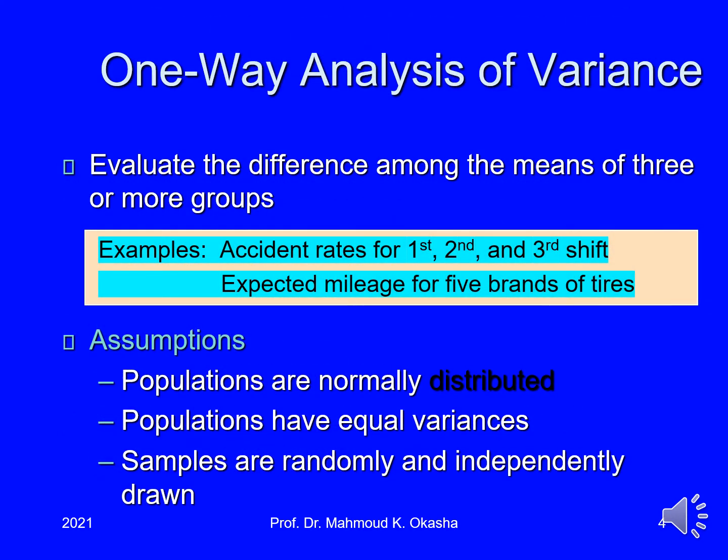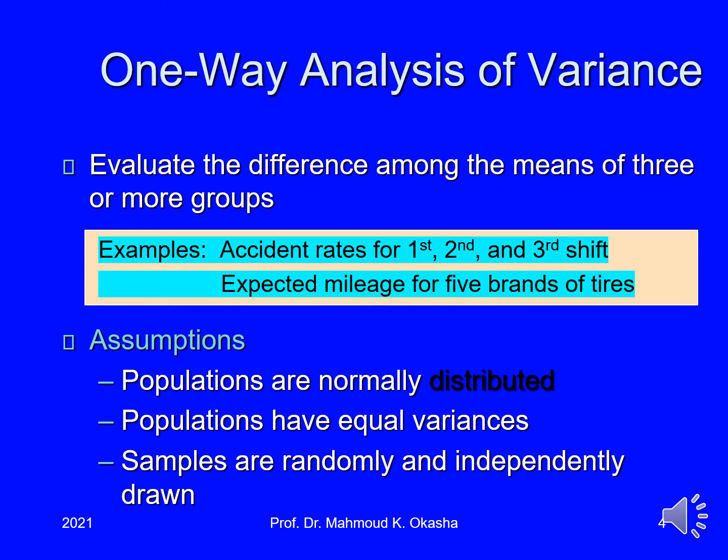In one-way analysis of variance, we evaluate the difference among the means of 3 or more groups. I mean, we are going to test whether 3 or more means are the same, I mean equal, or they are different. So we have an assumption whether the 3 or more means are equal.